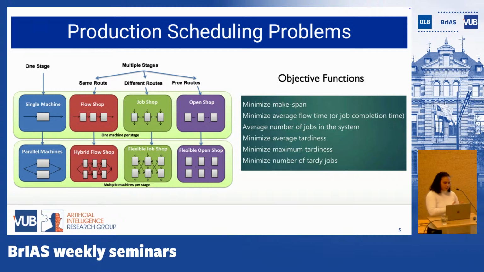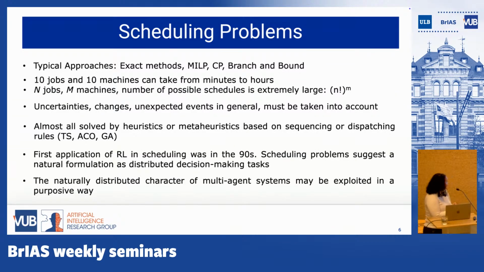Typical approaches in order to solve scheduling problems can be exact methods. So we can have mixed integer linear programming, constraint programming, branch and bound. But we have to keep in mind that when the complexity of the problems starts to increase, if you have a high number of jobs, a high number of machines, then, for example, a simple 10 jobs and 10 machines instance can take from minutes to hours to execute. So this computational time can also increase.